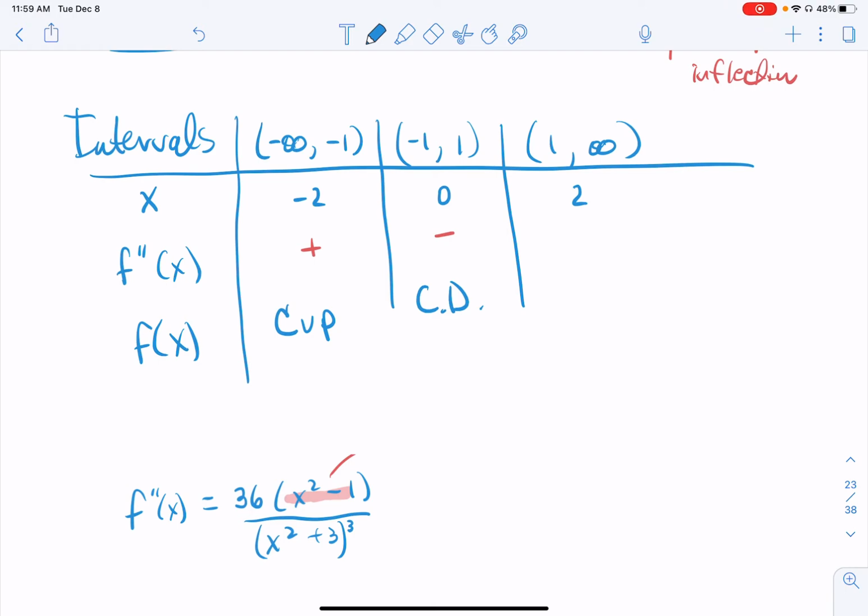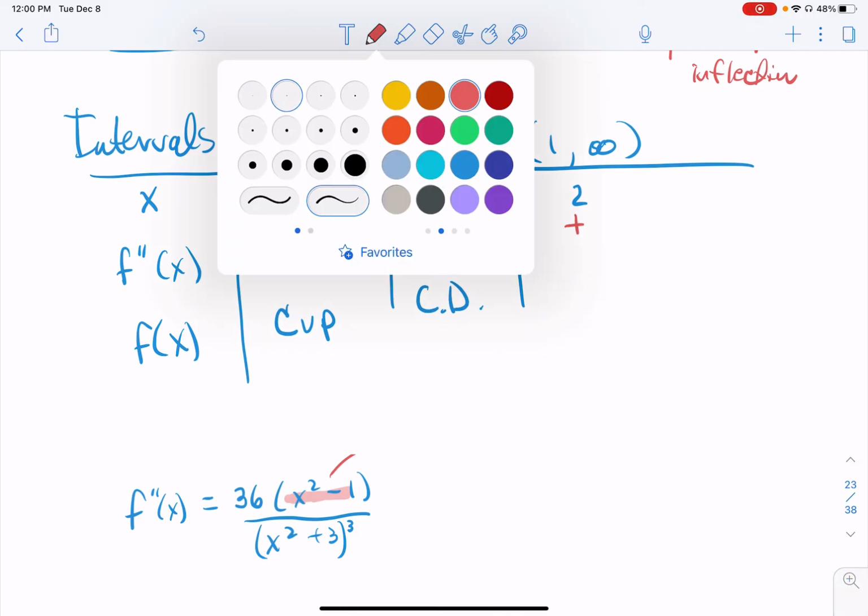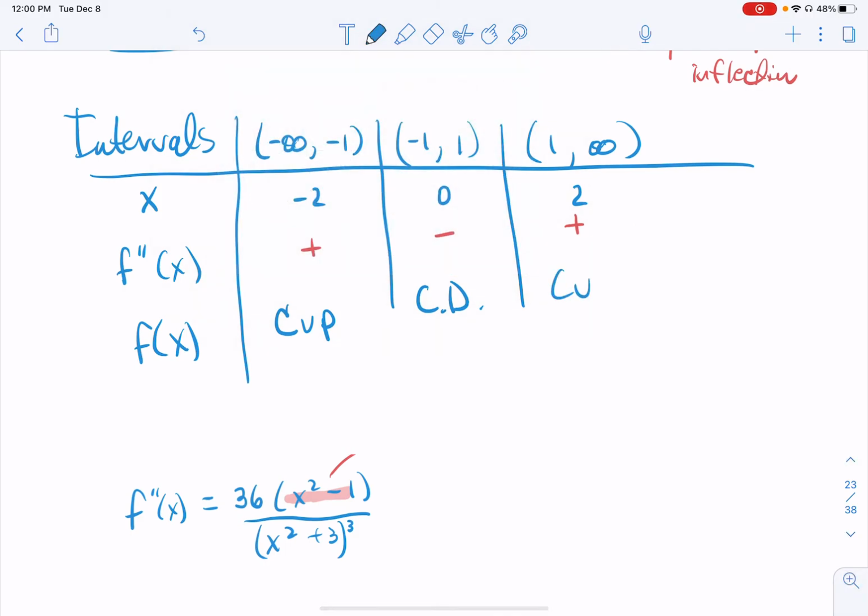And then finally, if I stick in a 2, if I assume that this is symmetric to, say, the y-axis, it should just be a reflection. If I plug in 2 here, 2 squared, that'd be a 4. It's bigger than 1. That's positive. And on the bottom, we already said that's going to be positive. So positive divided by positive is positive. And we're back to being concave up again. Another cup. So then let's think about this. We have a concave up shape that changes to a concave down shape. At this point, we have ourselves a point of inflection.